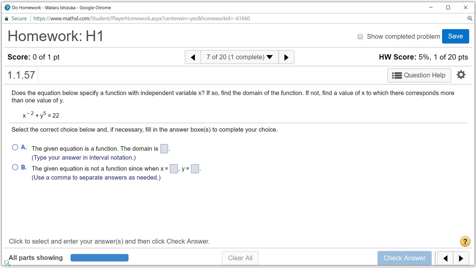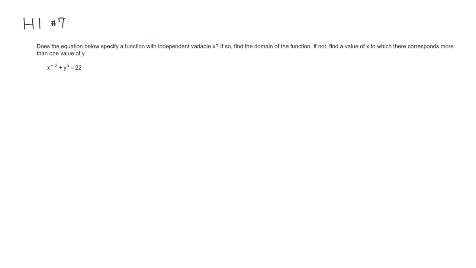All right, let's look at homework one, problem number 7. It's asking, does the equation below specify a function with independent variable x? All right, so let's answer that question. Since we want to rewrite this in the form y equals, I'm going to just solve this equation for y.